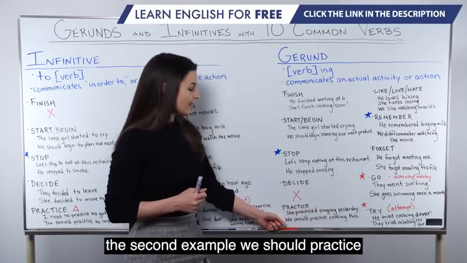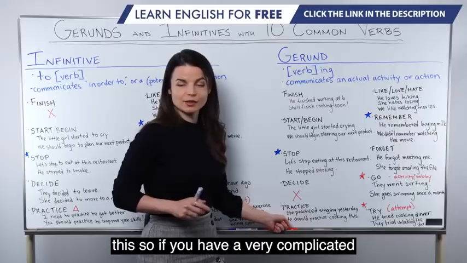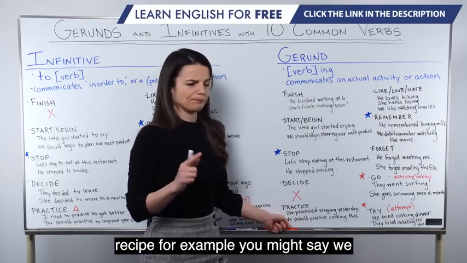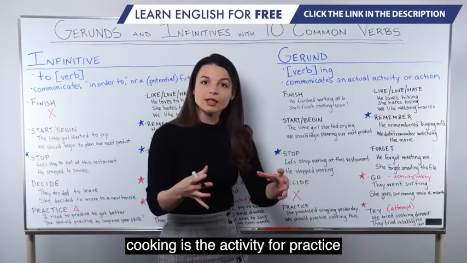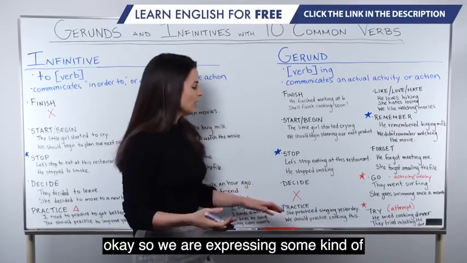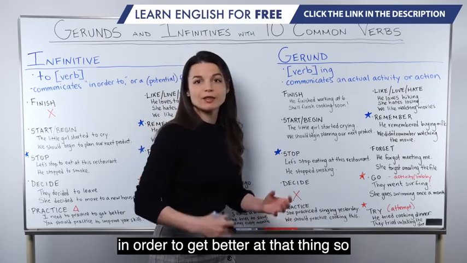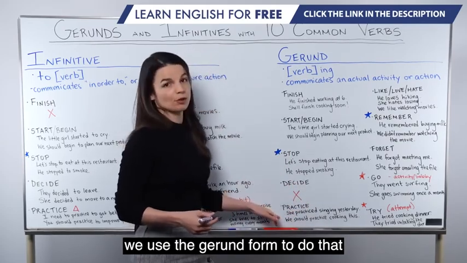Okay? In the second example, we should practice cooking this. So if you have a very complicated recipe, for example, you might say, we should practice cooking this. So again, cooking is the activity for practice. So we are expressing some kind of activity that you want to do many times in order to get better at that thing. So we use the gerund form to do that.